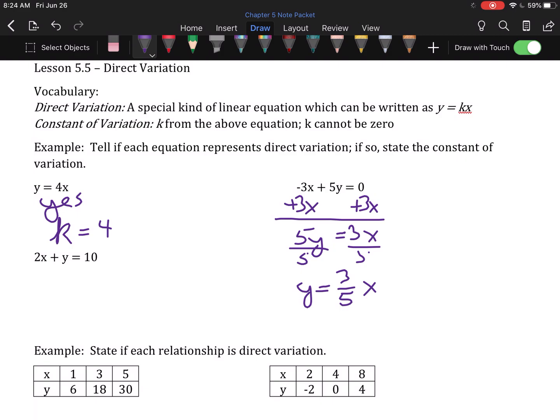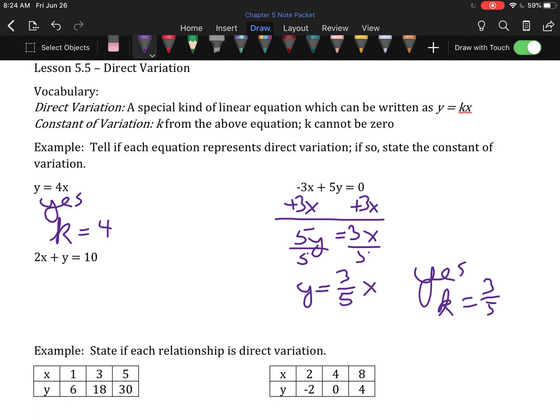So now is this direct variation? Is this y equals kx? Y equals 3/5 x? Yes. There's no rule that says k can't be a fraction. K just cannot be 0. K is allowed to be a fraction. This is y equals a number times x. That number is 3/5.